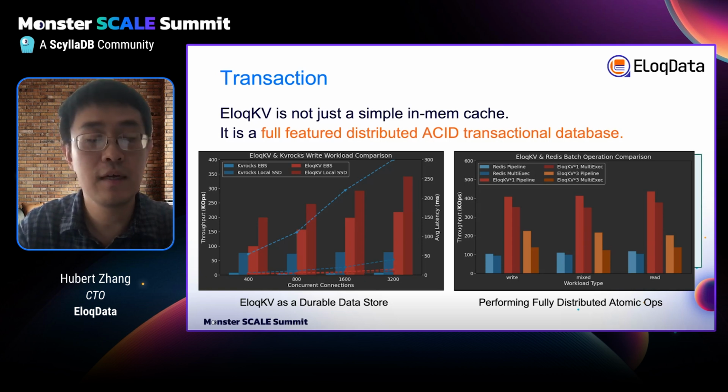The right graph demonstrates the benchmark of distributed atomic operations. The blue bar is for the single-node Redis, and the red bar is for the single-node EloqKV. We can see EloqKV is 4 times faster than Redis. What's interesting, the orange bar is a 3-node EloqKV cluster, which means the operations will include distributed transactions and remote requests. But we can see from the result, the throughput of EloqKV is still higher than single-node Redis.